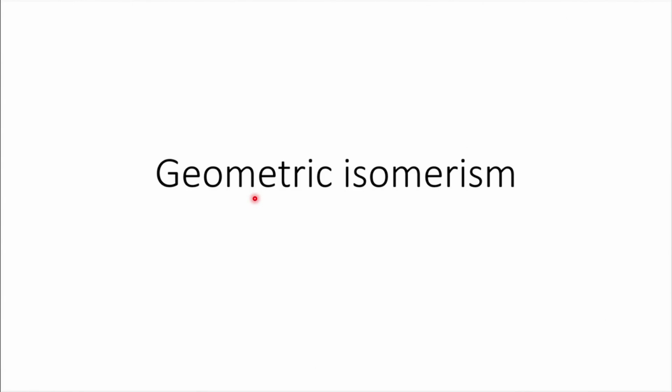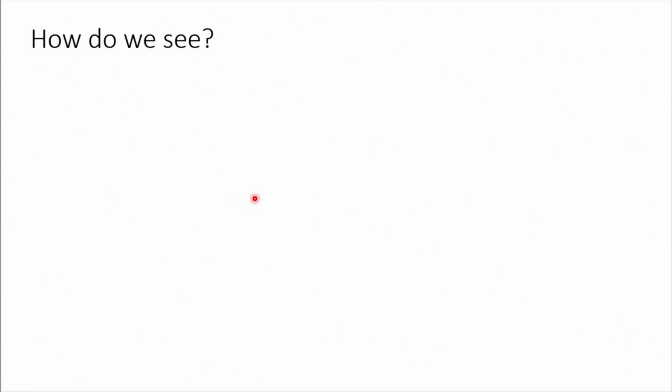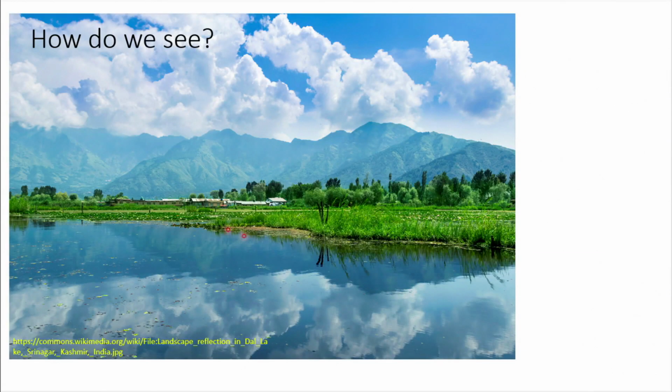In this session, we will be looking at geometric isomerism. How do we see? Because to understand and appreciate geometric isomerism, we do need to know some biological processes which are very crucial for us to see. There is a beautiful lake, the Dal Lake in Kashmir, Srinagar.